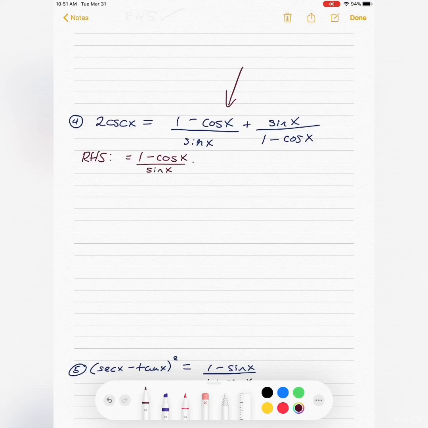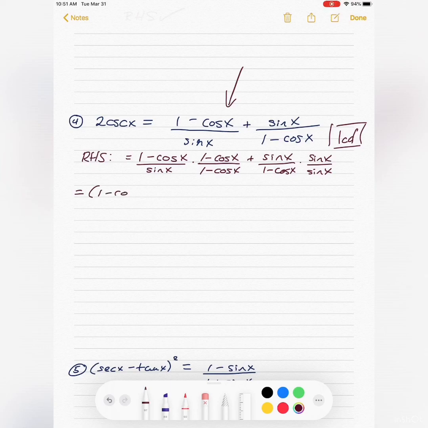I would need to multiply it by 1 minus cosine x, top and bottom, just multiplying, of course, by 1. My second fraction here, I would multiply it by sine x over sine x. So what am I doing there? I'm doing an LCD. Okay, so then I have 1 minus cosine x quantity squared plus sine squared. And then now this is all over the LCD.